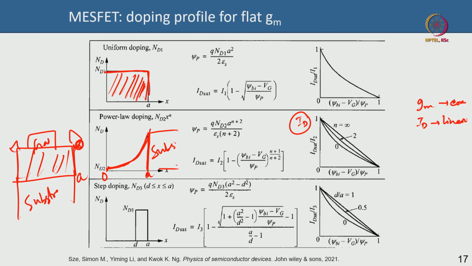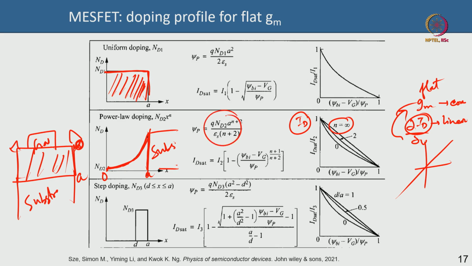Because the derivative of ID is your Gm. So, if your ID is perfectly linear, then the derivative of that will give you a flat Gm or a constant Gm. So, in your power law, if n tends to infinity, then you get this perfectly straight line, you see. This is the channel potential, and this is some representation of drain current. So, you can see this is perfectly linear. So, if this power law exponent is as large as possible, you will get a flat Gm or a linear device.